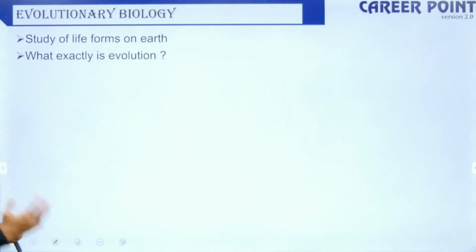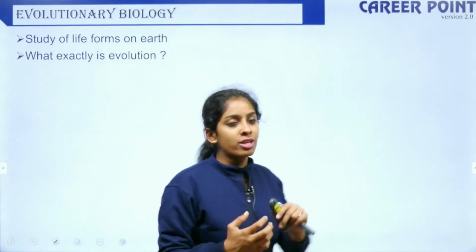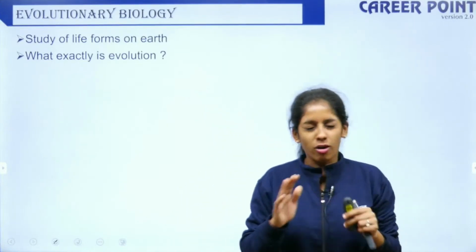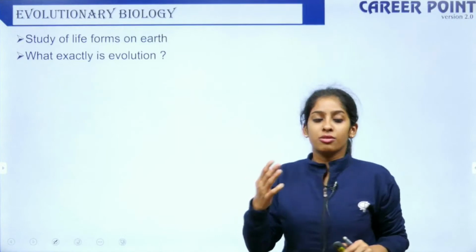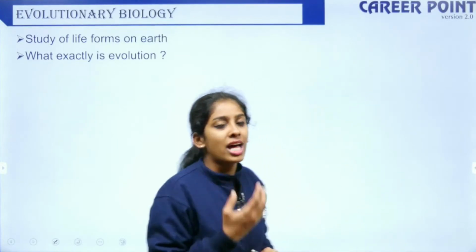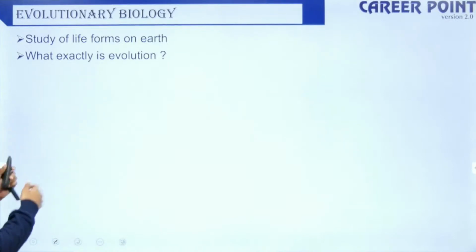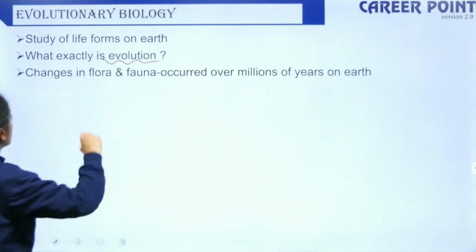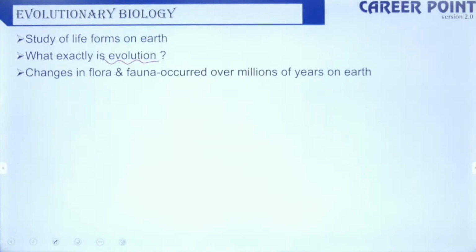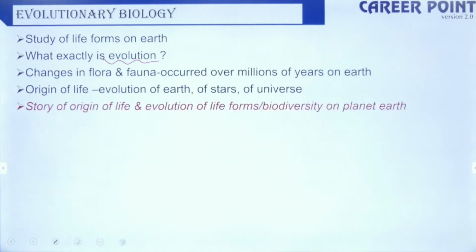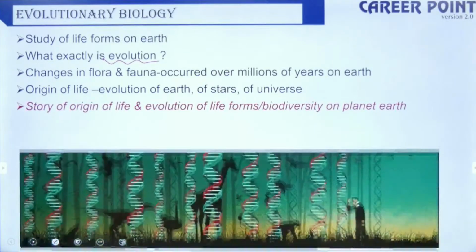So what exactly is evolution? Biology is the study of life forms on earth. Evolutionary biology is about which organism came into being first. Then how do you define evolution? Changes in the flora and fauna that occurred over millions of years on earth is called evolution. The origin of life is the evolution of earth, of stars, of the universe. The story of the origin of life and the evolution of life or biodiversity on planet earth is called evolution. This is what we are going to talk about today.